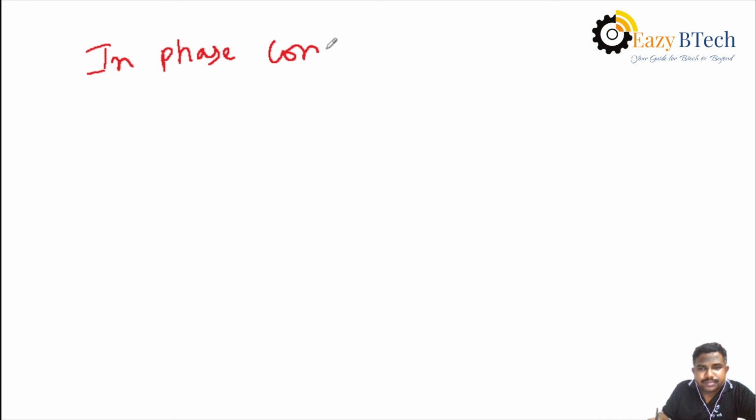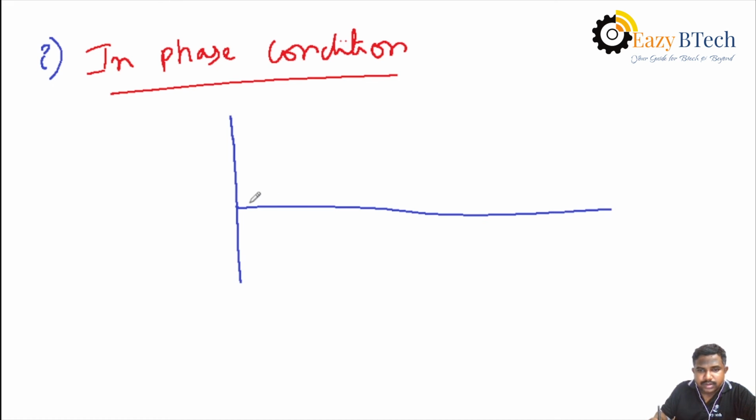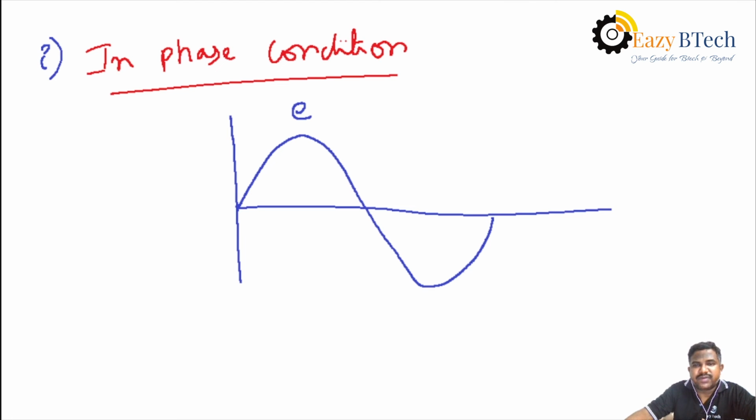in phase condition. In phase means, this is the first condition. Suppose this is the voltage equation, and suppose this is the current equation. Then what does the in phase condition mean?